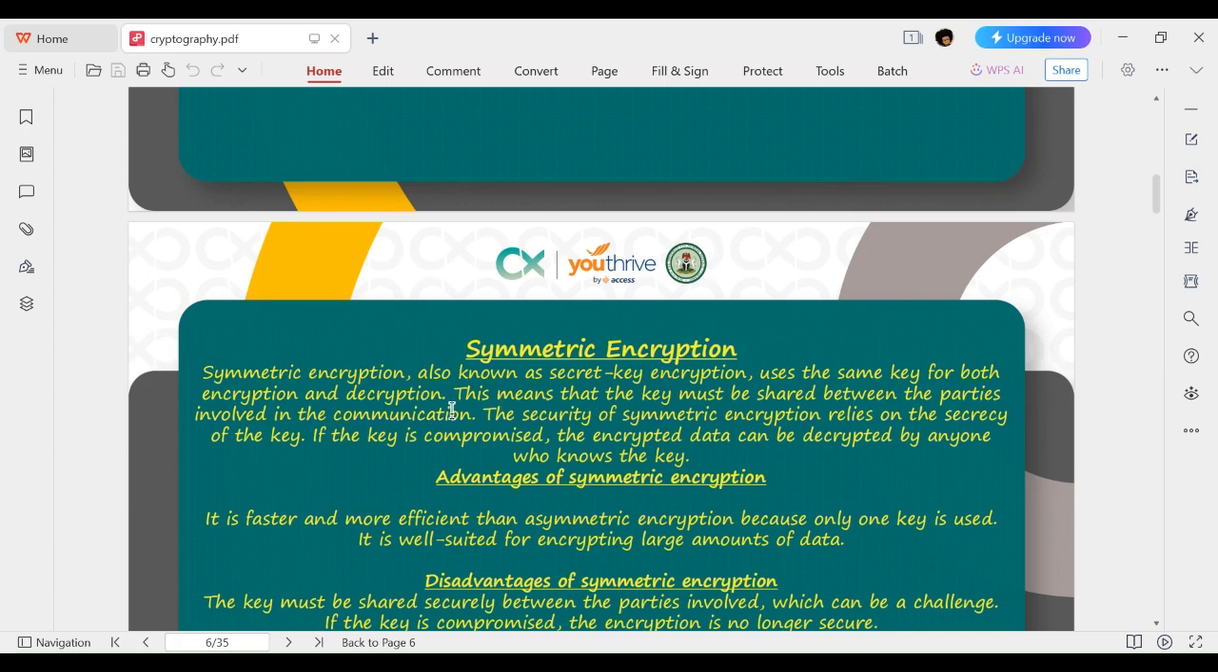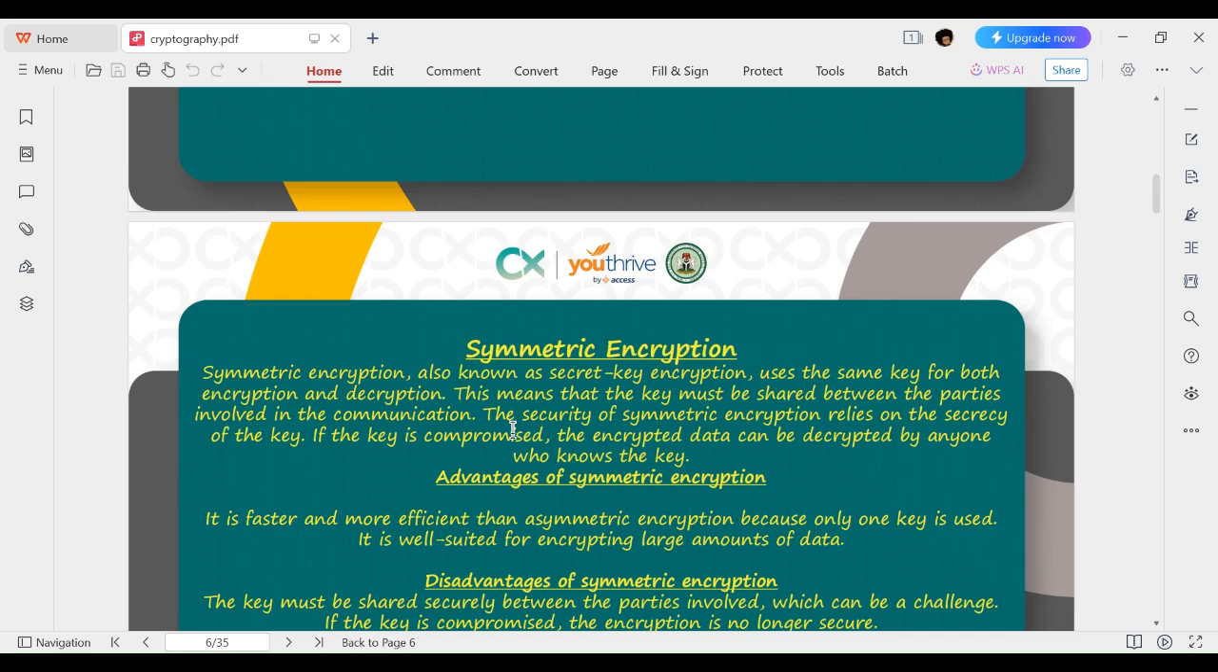I don't know if you understand me. I'm trying hard to explain this. Let me read it out again. Symmetric encryption, also known as secret key encryption, uses the same key for both encryption and decryption. That means that the key must be shared between the parties involved in the communication. I'm sending information that has a key.